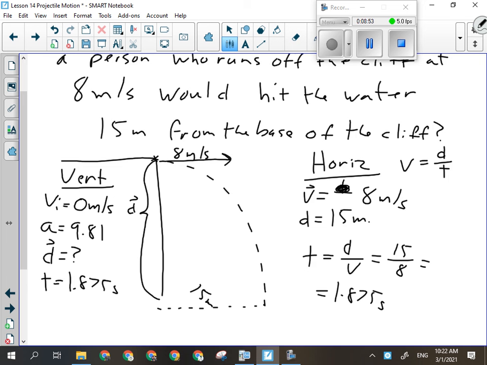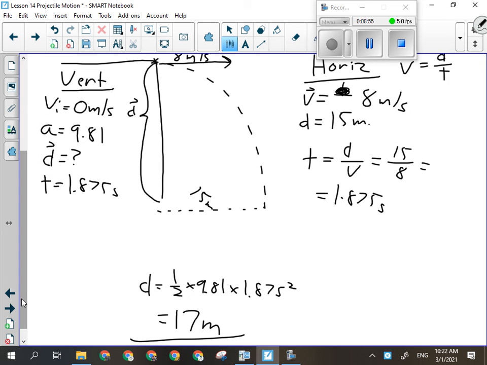Okay. And I'm going to use this formula: D equals VI times T plus 1/2 AT squared. I don't even have to manipulate it. It's already set up to find what I'm looking for. So since VI is 0, I can get rid of that. Okay. And all I have to do is plug in my numbers. 1/2 times 9.81 times 1.875 squared. The cliff is 17 meters tall.